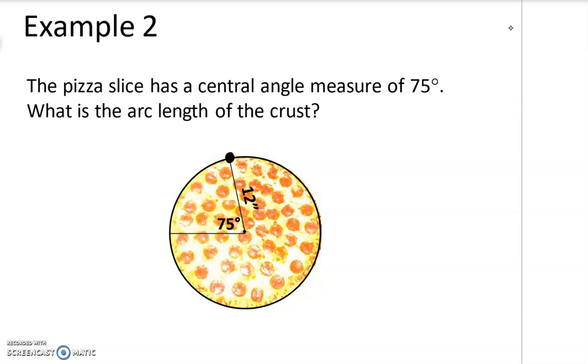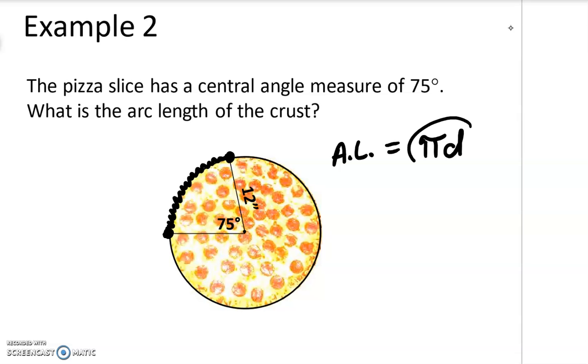So it's talking about the crust from this point to this point. We're trying to figure out the length of this piece from here to here. So this is arc length. We're measuring the distance on the arc, not the area. So I'm just going to say AL for arc length is equal to pi times diameter.